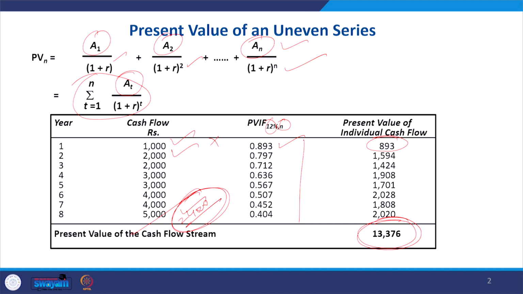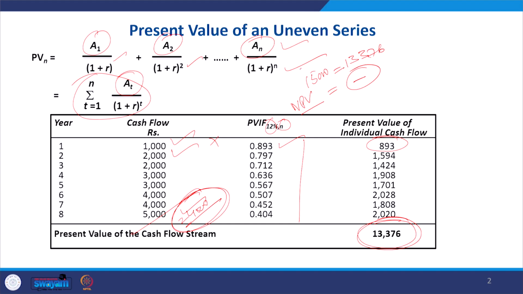So how much is the outflow? For example, in this case, the total investment we have made is, say, 15,000 rupees, right? And the discounted value of your inflow is 13,376. So the present value is going to be in minus. When you calculate the NPV of the project, the net present value, it is going to be 13,376 minus 15,000.